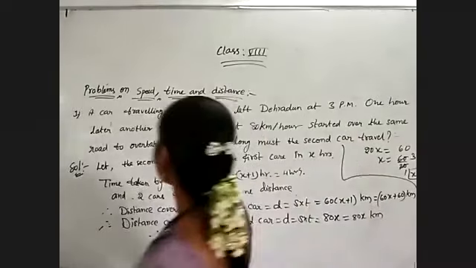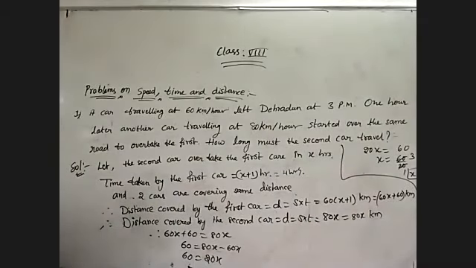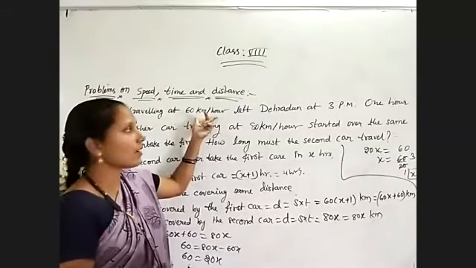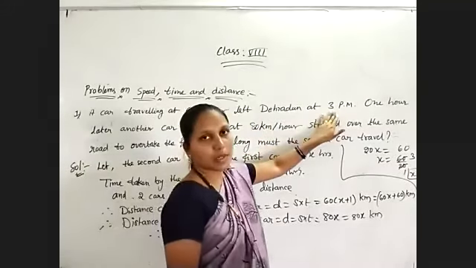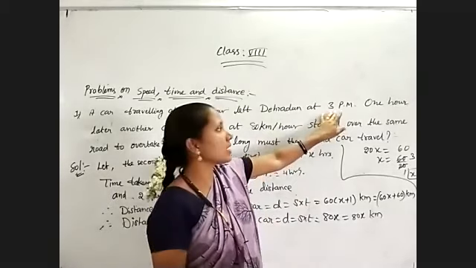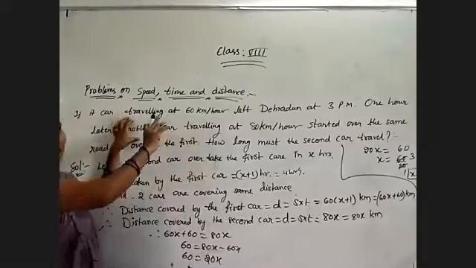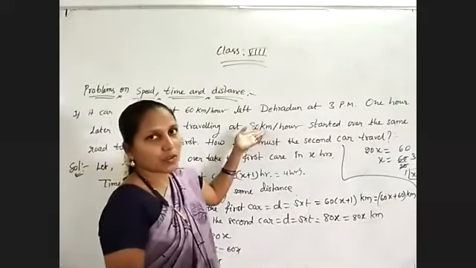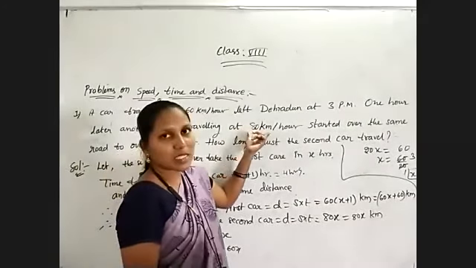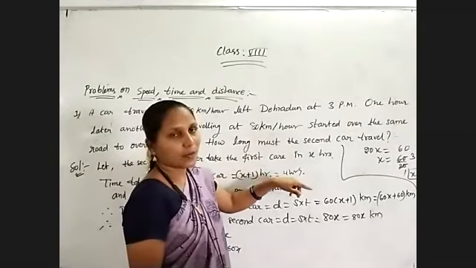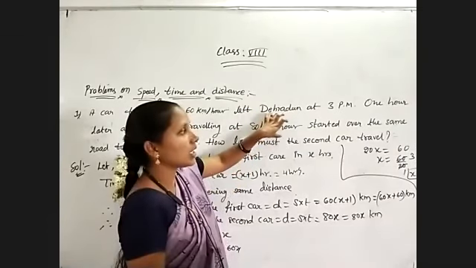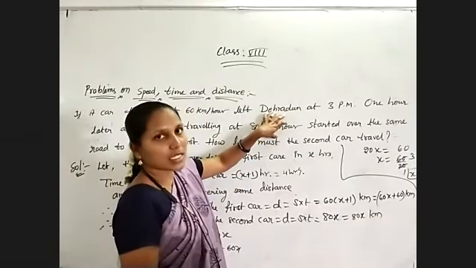Okay. So what is the question? Observe the question. A car traveling at 60 kilometers per hour means the first car's speed is equal to 60 kilometers per hour. It left Dehradun at 3 p.m., so the journey started at 3 p.m. One hour later, another car traveling at 80 kilometers per hour starts, meaning the speed is more for the second car. Speed more means the distance covered is also more. Here the speed is less, so the distance covered is also less, which means the second car takes less time to cover the distance.